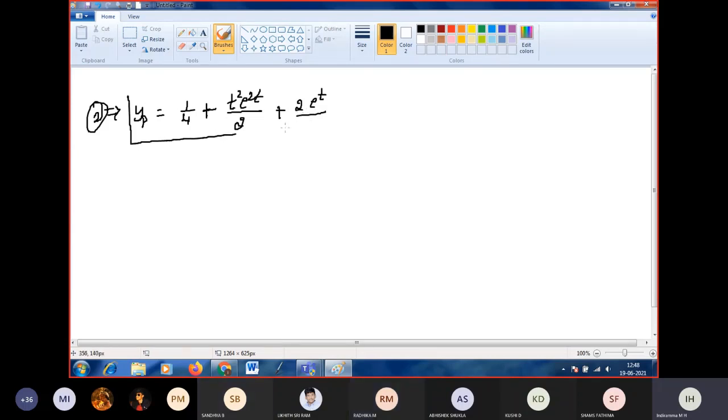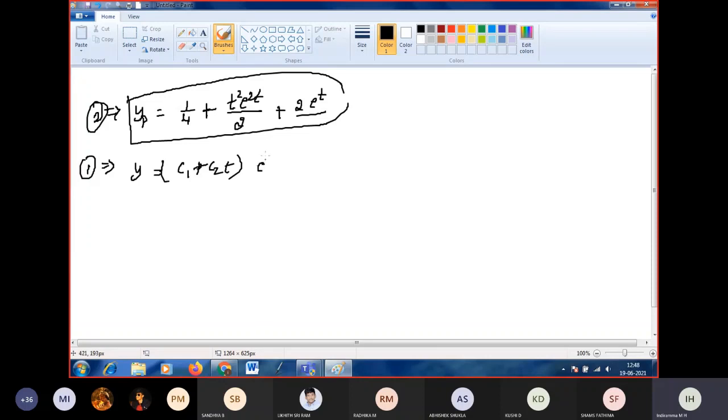Okay, after finding yc and yp, what should we do? Substitute in equation 1. So y is equal to yc, which we got as (C1 plus C2 t) into e to the power of 2t, plus yp, which is 1 by 4 plus t square e power 2t by 2 plus 2 into e power t.